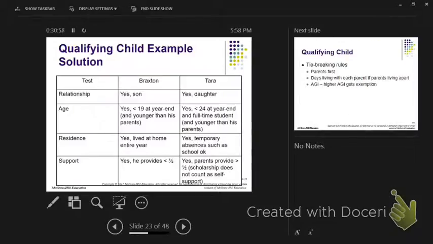So you go through, and here's your solution. Yes, scholarships, again, don't count as support. And Braxton is too young.